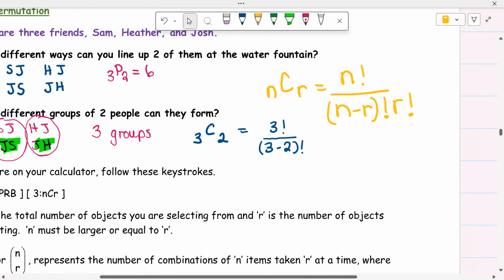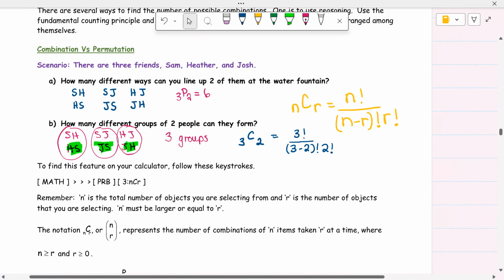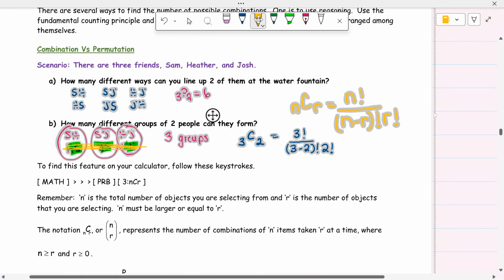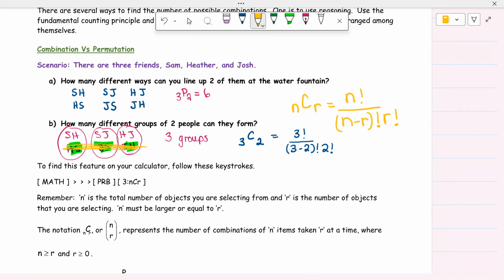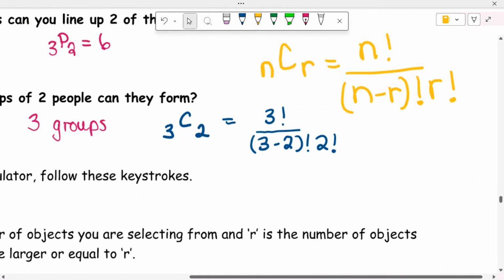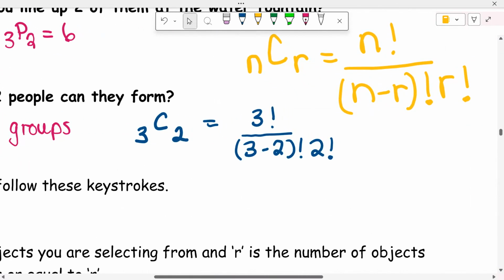So dividing by that extra r factorial, does it divide it by half? Or I shouldn't say half, it divides by 2. That's what I needed, because I needed all that bottom line to go away, because those were extra arrangements. They're extra groups. I can't have a JS and an SJ. It's the same grouping. So that's what that extra r factorial in the formula does. Do you think sometimes I'll ask for a combination question to be written in factorial notation?